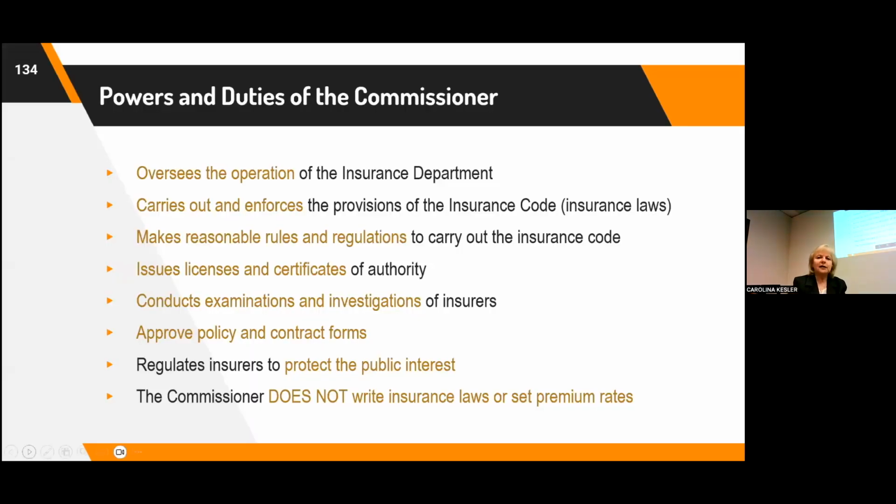The powers and duties of the commissioner: they oversee the operation of the department. They carry out and enforce the provisions of the code. They do not write laws, they enforce the laws, right? They make reasonable rules and regulations to carry out the insurance code. They issue licenses and certificates of authority. They conduct examinations and investigations of insurers. They approve policy and contract forms. They protect the public interest. They do not write insurance laws or set premium rates, right? The insurers do that.